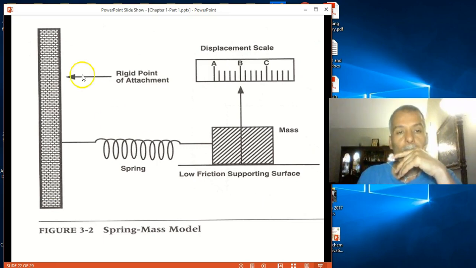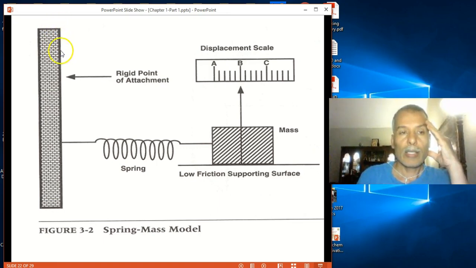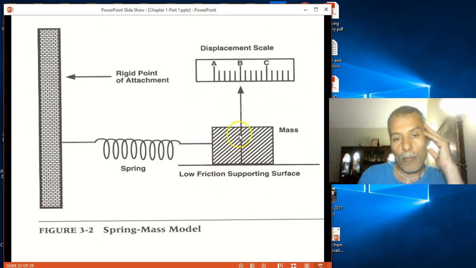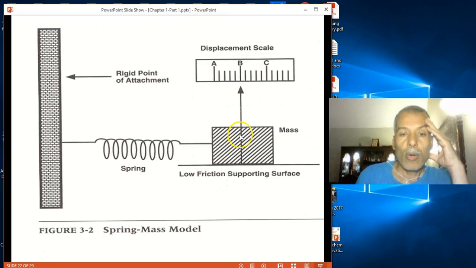So let me explain this. There's an experiment. There's a wall here, and there's a table. On the table, you are going to put an object, say a piece of metal, and you tie it to a spring, and the spring is tied to the wall as you see. Then there's an arrow, and next to this, some kind of ruler or measurement. Now the arrow is next to the B, and you can see here A, B, C, 1 inch, 2 inches, 3 inches.